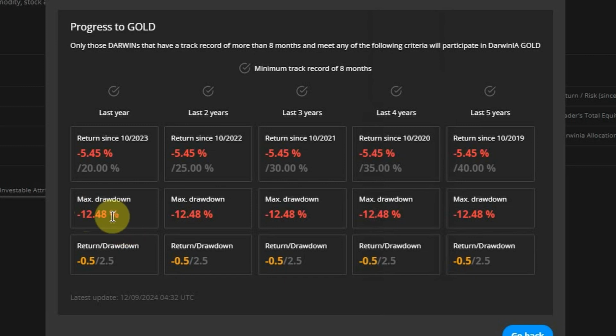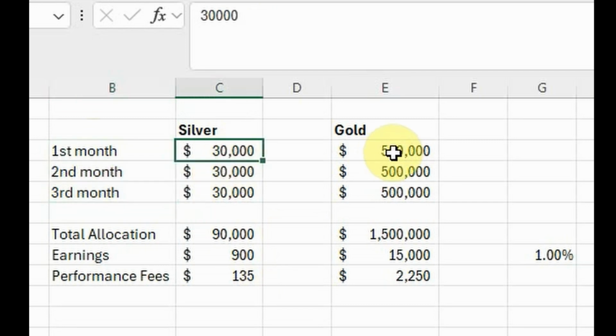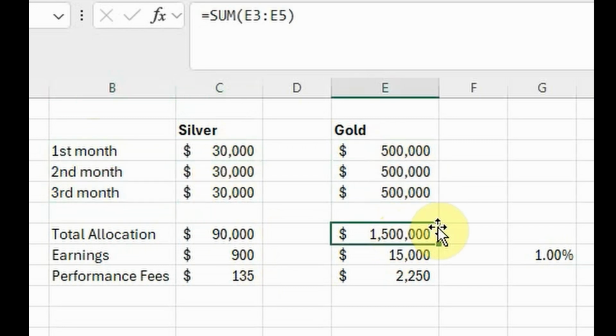So keeping your max drawdown low early on is very important so that you can more easily get to, say, the 20% without having to go higher than that just to simply get access to gold. Here's an example of gold and silver funding between first, second, and third month. So let's say you hit the top for gold and you're sitting at 1.5 million over 3 months. So you've got your final month and you've got an allocation of 1.5 million. Let's say you earn 1% on that trading capital.